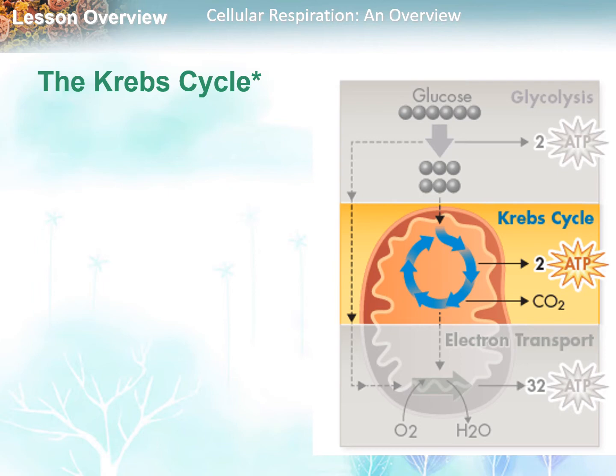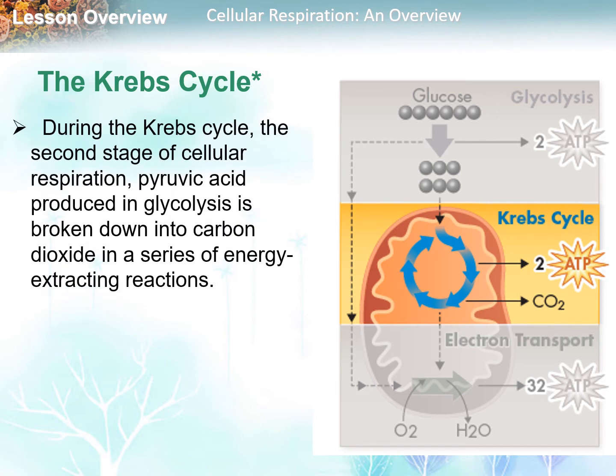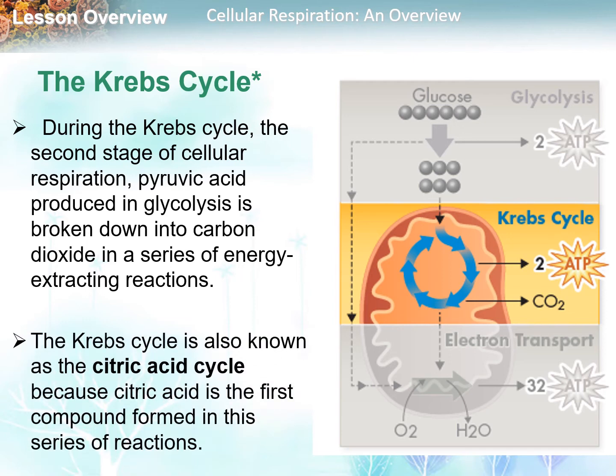The second stage of cellular respiration is the Krebs cycle. So what happens during the Krebs cycle? During the Krebs cycle, the second stage of cellular respiration, pyruvic acid produced in glycolysis is broken down into carbon dioxide in a series of energy extracting reactions. The Krebs cycle is also known as the citric acid cycle because citric acid is the first compound formed in this series of reactions.